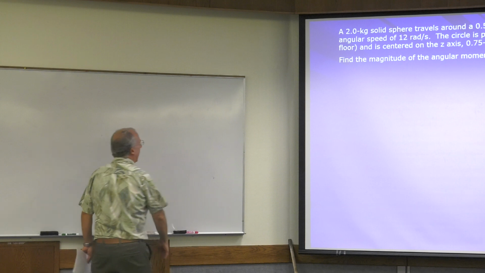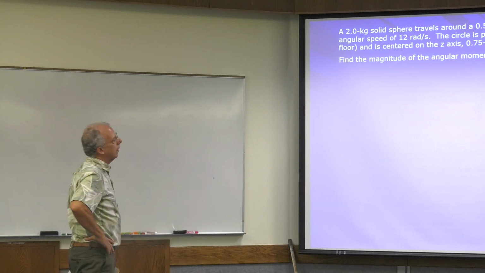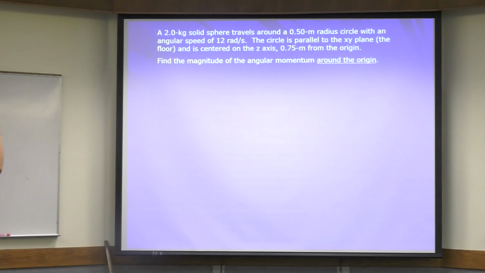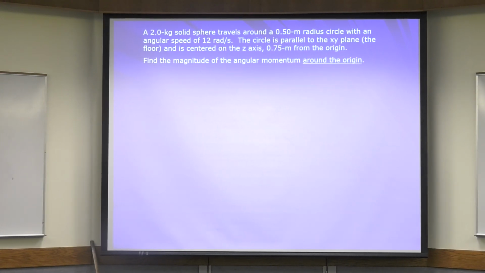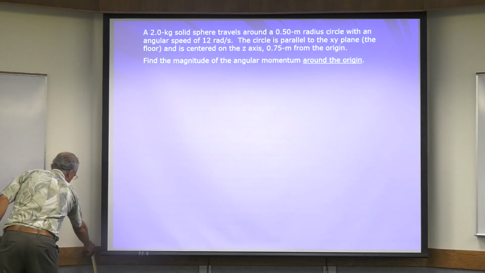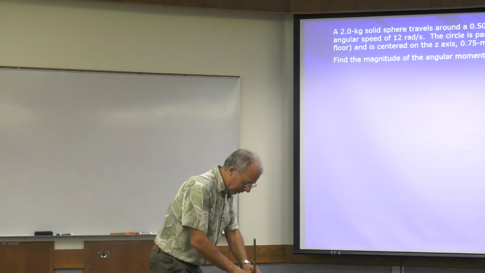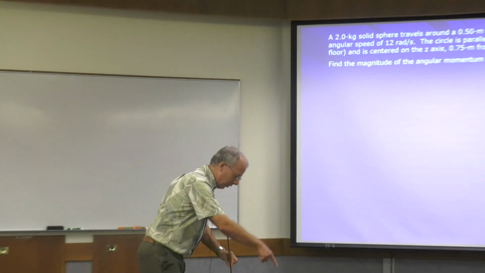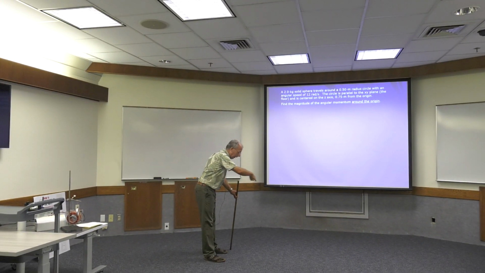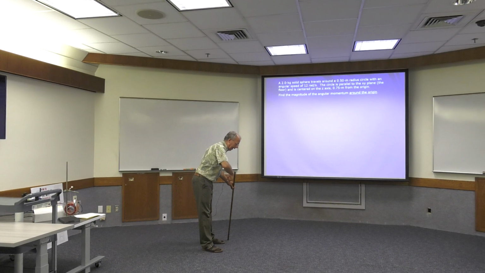Okay. A 2 kilogram solid sphere travels around a ½ meter radius circle with an angular speed of 12 radians per second. The circle is parallel to the xy plane, which is the floor, and is centered on the z-axis 0.75 meters from the origin. So it's kind of like this. Just pretend it's here, right? So the center of the circle is here, and there's a circle like this. So this 2 kilogram sphere is going in a circle like that.